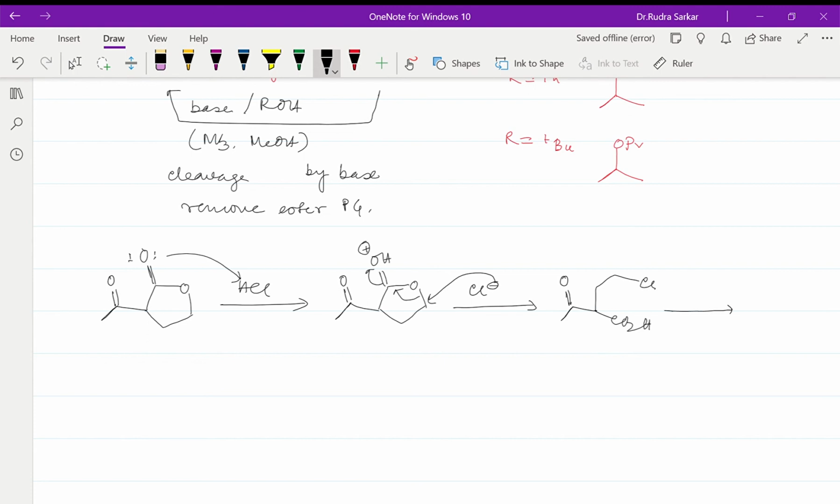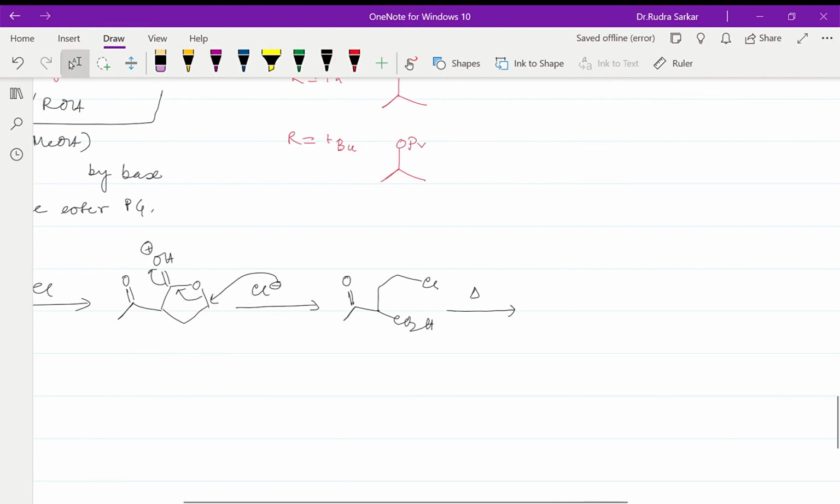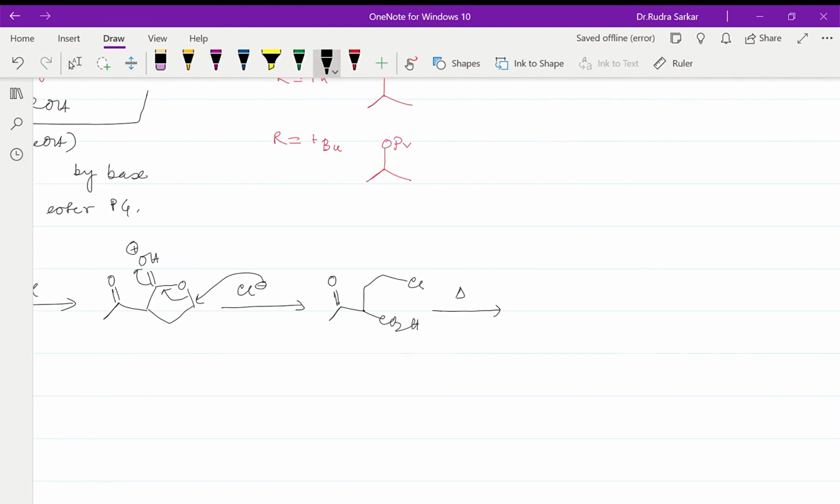Now within the reaction conditions used, decarboxylation will take place because this is a beta keto acid. So decarboxylation will take place and we will be able to generate this unusual molecule. Okay, so this is the molecule that will be generated.